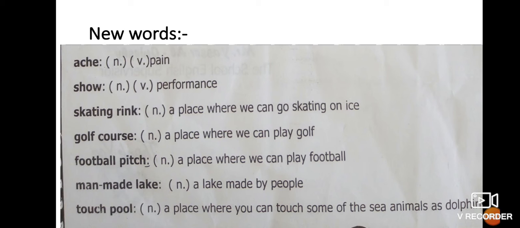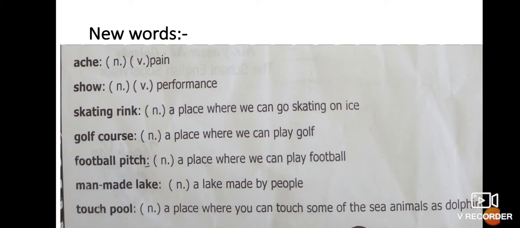Number 4, golf course. A place where we can play golf. Golf course is a place where we can play golf. Football pitch, a place where we can play football. We call the place where we can play football, football pitch.